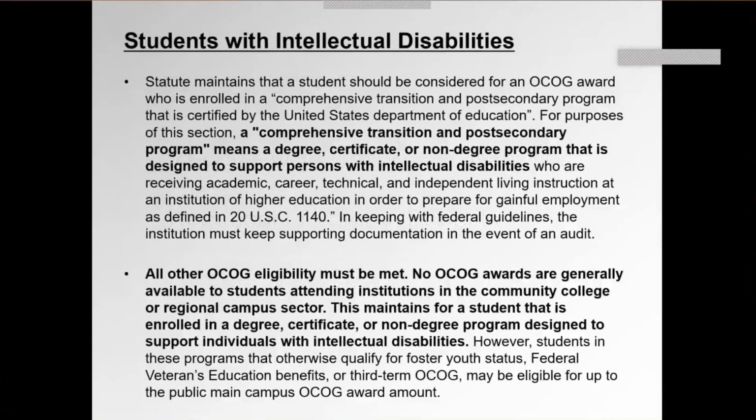So there is a statute in place that allows students that are not in a degree program or a certificate program, who would otherwise not be eligible for OCOG, to be eligible if they have a proven intellectual disability. This does not impact students at community colleges or regional campuses because those students otherwise would not be eligible. But if you are at a public four-year, private, or proprietary institution and you have a student that is in a non-degree certificate program that again has a proven intellectual disability, they could be eligible for OCOG. You would want to keep any documentation of this in case that student is selected for an audit.